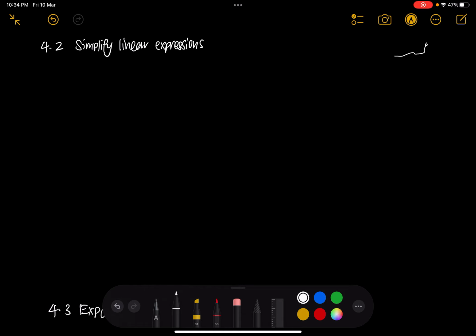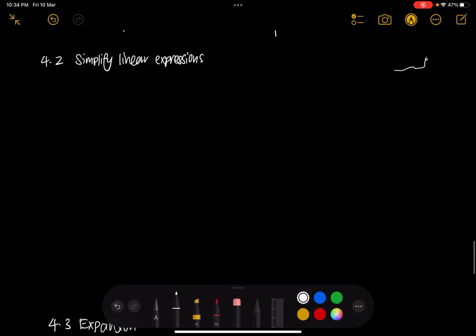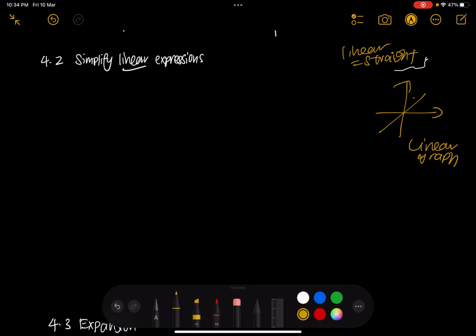Now next one, simplifying linear expressions. So what does linear mean? If you're smart, you all know linear means straight. When I say it's a linear graph, it is a straight graph. This is a straight line in the form y equals mx plus c.